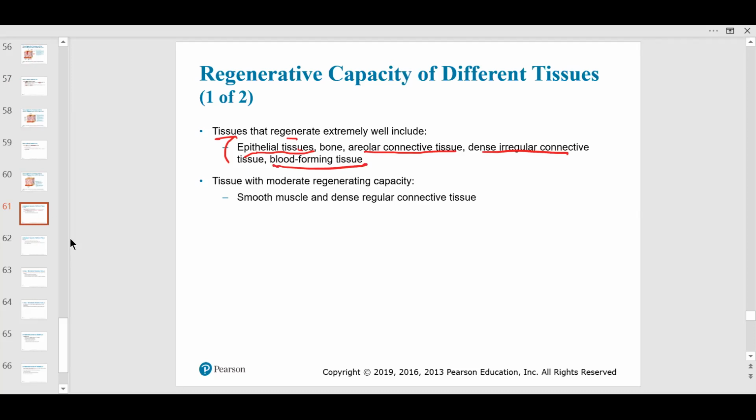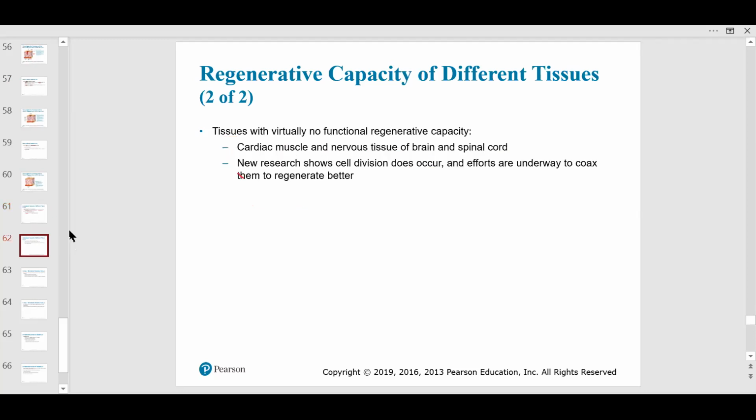But the ones with moderate, smooth muscle, they can regenerate. But I'll tell you this, the least is cardiac muscle for regeneration. So smooth muscle is the most regenerative of the three muscle types. Yeah, so dense regular, not good. Not good at all. So no regenerative ability is cardiac muscle, nervous tissue, right? Brain and spinal cord. So you injure a cardiac muscle, it's not coming back. That's my takeaway here for this. So the most regenerative muscle is smooth muscle.